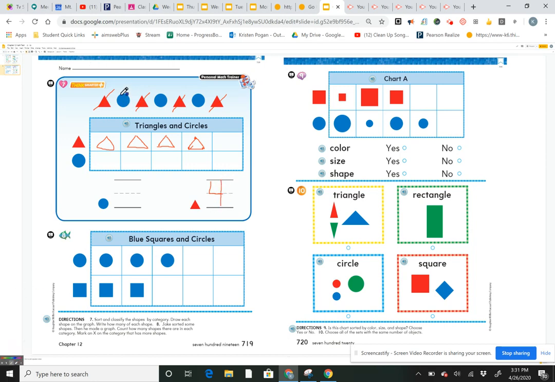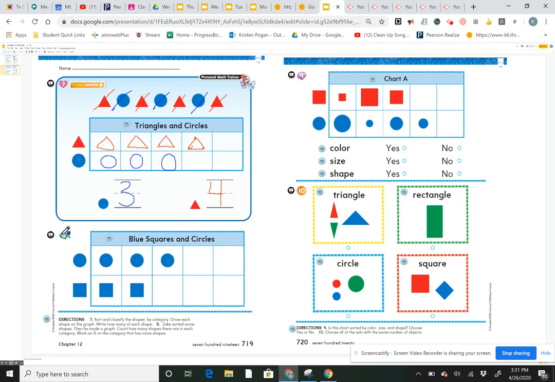I'm going to do the same thing, count my circles. 1, 2, 3. Move my circles to my graph. 1, 2, 3. And then label my circles. Around the tree, around the tree. That's the way I make a 3.